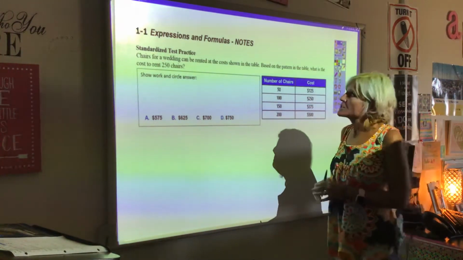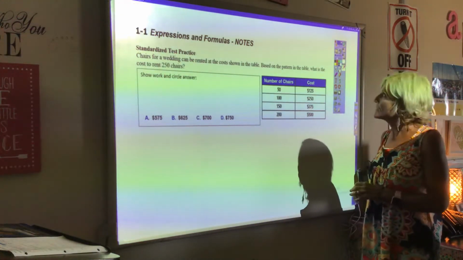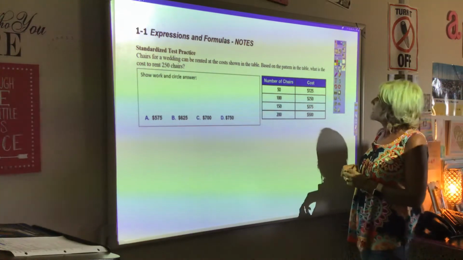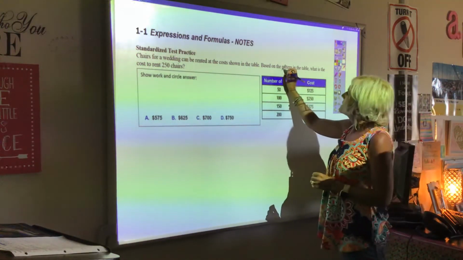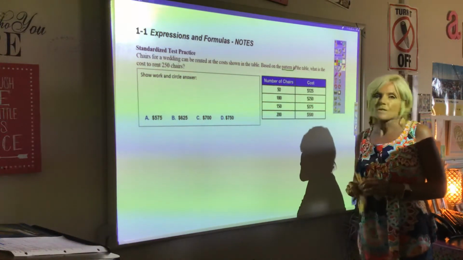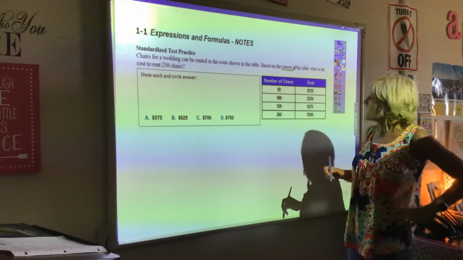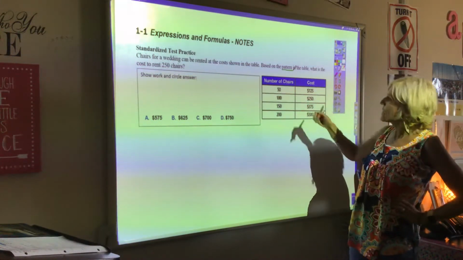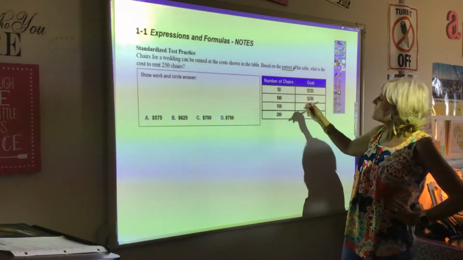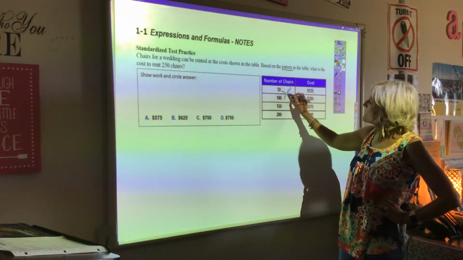It reads that chairs for a wedding can be rented at the cost shown in the table below. Based on the pattern in the table, here's a key word that is going to tell us how to work this. What is the cost to rent 250 chairs? So what we do is we look at and see what the patterns are in both columns. In the left-hand column, the number of chairs are increasing by 50 each time.